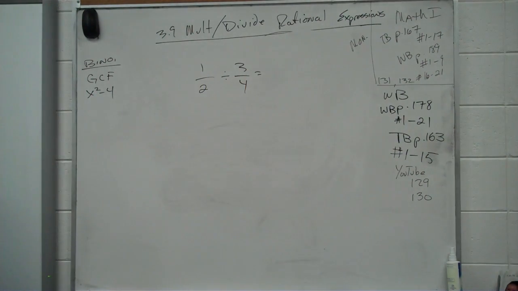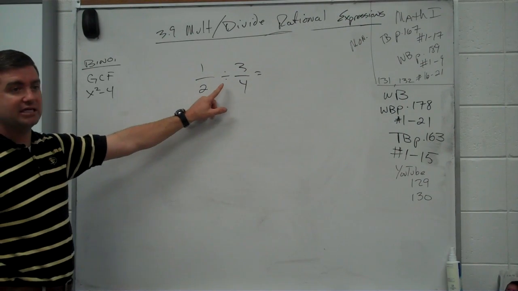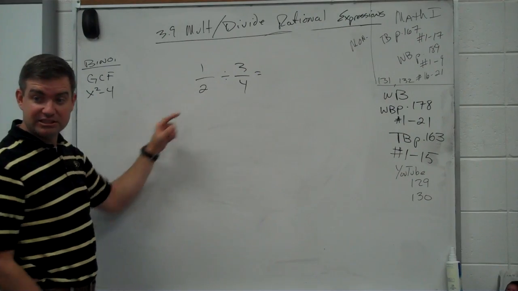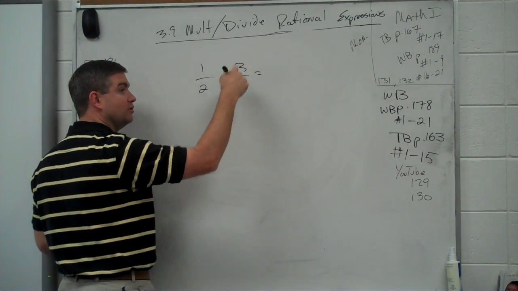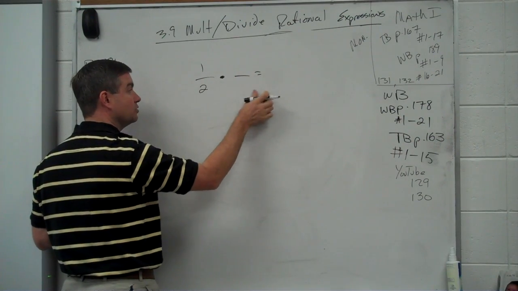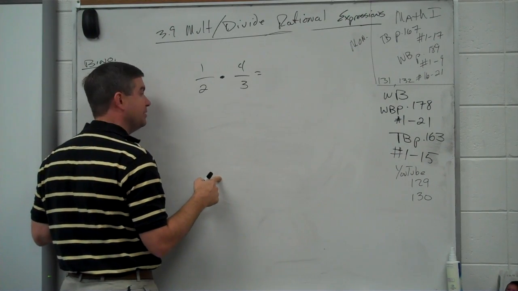Keep it, change it, flip it. What do you keep? The first one, 1/2. What do you change? The division sign changes into a multiplication symbol, and then what do you do with the second one? You flip it, you find the reciprocal. So you put the 4 on the top and the 3 on the bottom.